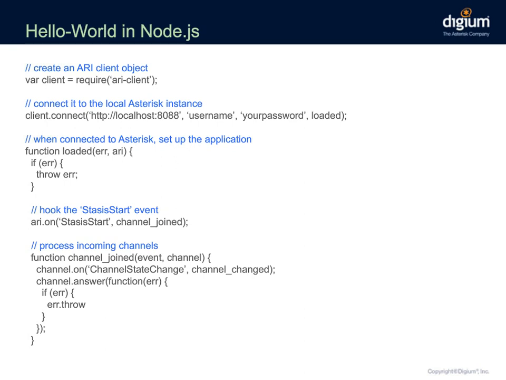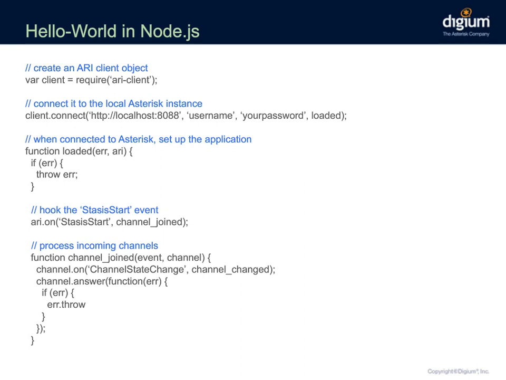So here's our function, channel joined, and it has 2 parameters. When the event comes in, it will receive the event itself, so all of that data that you saw represented as JSON in the wscat session, and then a handle to the channel object that you can use to access any of the channel-related variables. Now, the first thing that we do is for that channel, we actually hook an event for it.